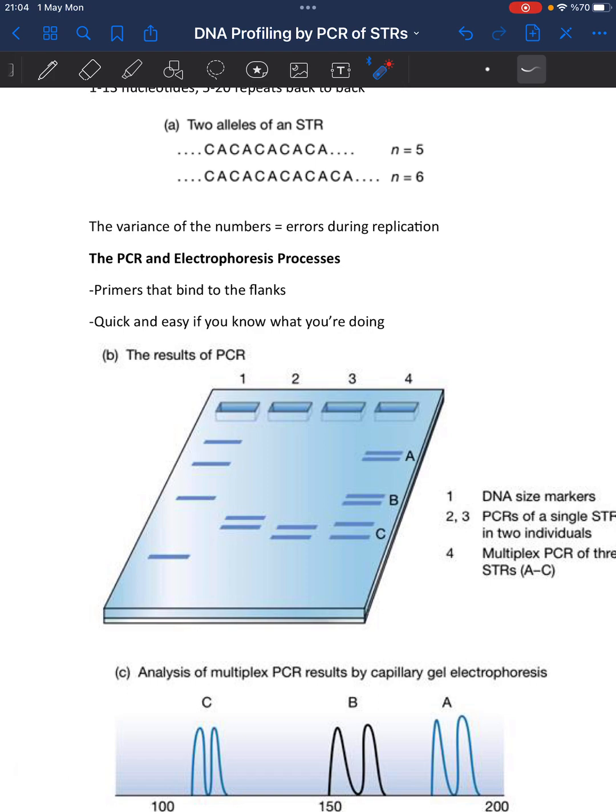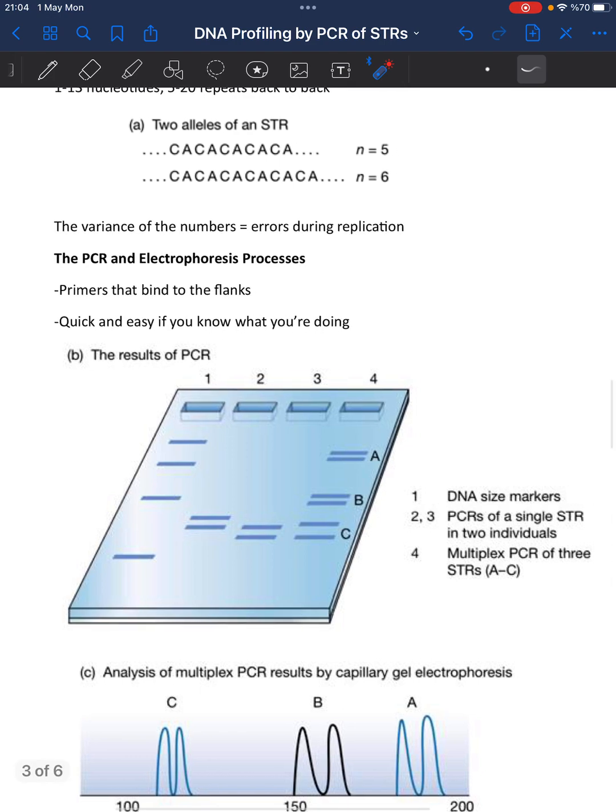As you can see in this PCR result that is run through a gel, on the second lane, we can see a single STR, and on the third, we can see again a different STR. These are from two different people, and we can see that they have different STRs, but they share one line. And for the fourth lane, we see a multiplex PCR. If the STRs you're interested in have different lengths, you can use them all in the same lane, and you can have three distinct STR places on the gel.